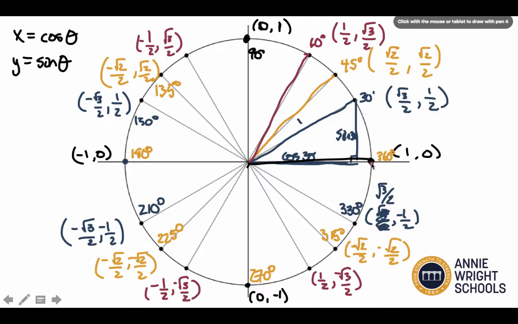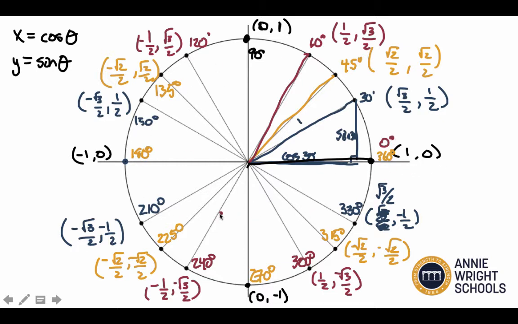We'll do 30. 0 plus 30, 30 plus 30, 60 plus 30, 90 plus 30, 120 plus 30, 150 plus 30, 180 plus 30, 210 plus 30, 240 plus 30, 270 plus 30, 300 plus 30, 330 plus 30. And everything bigger than 360 we can just map to here.